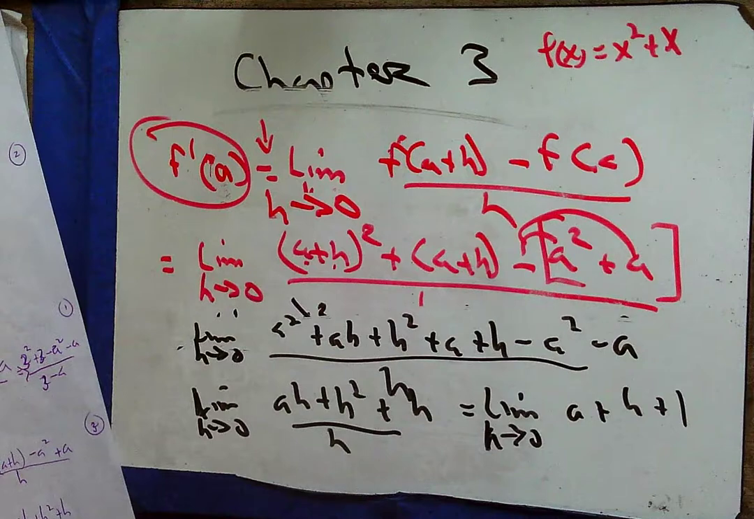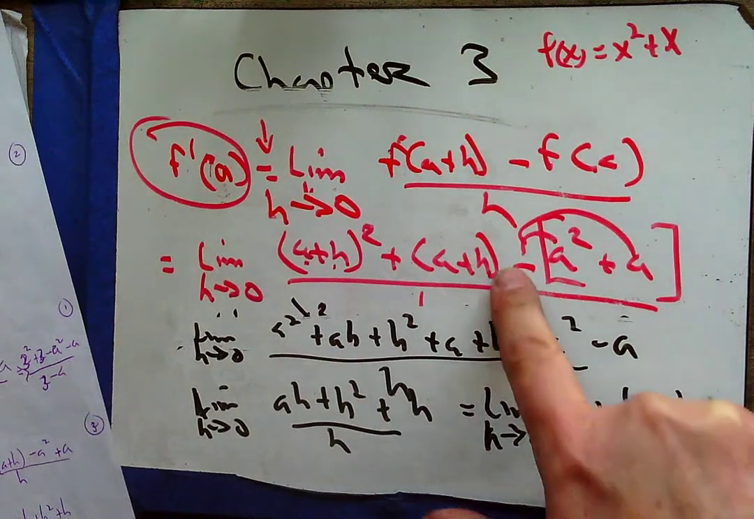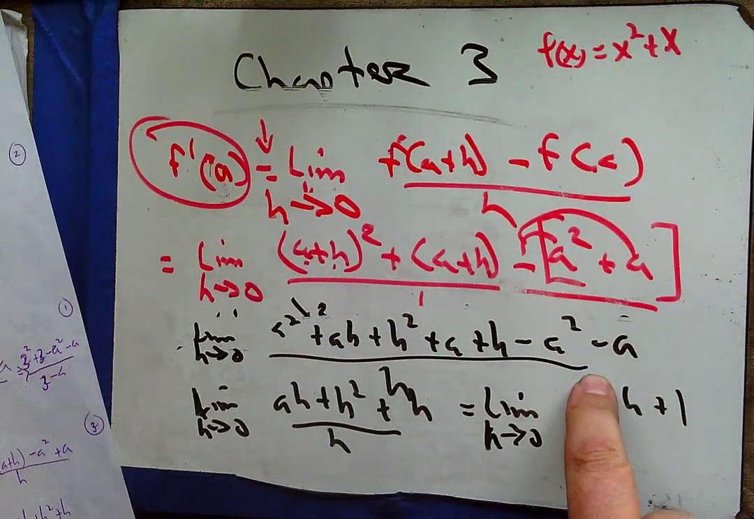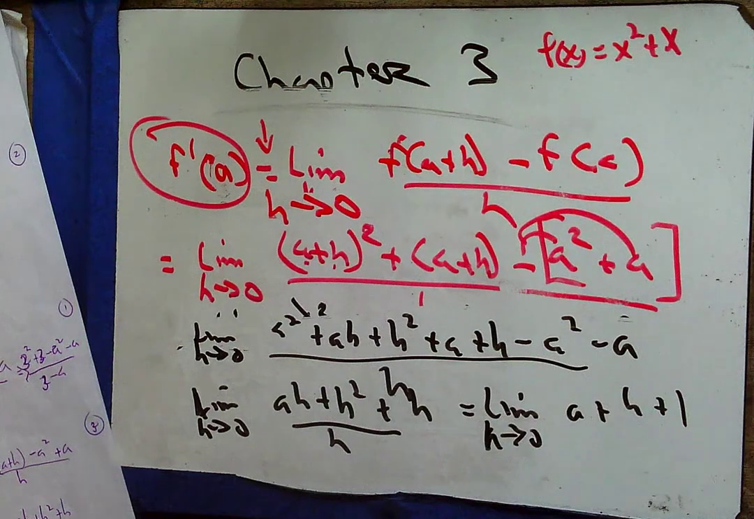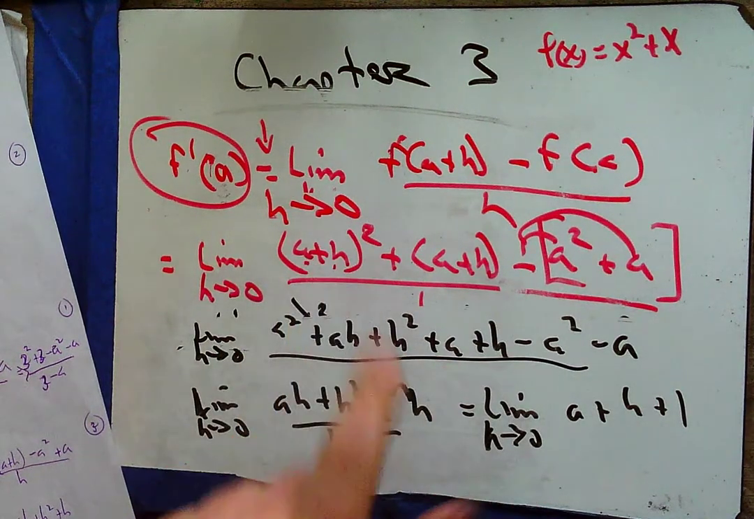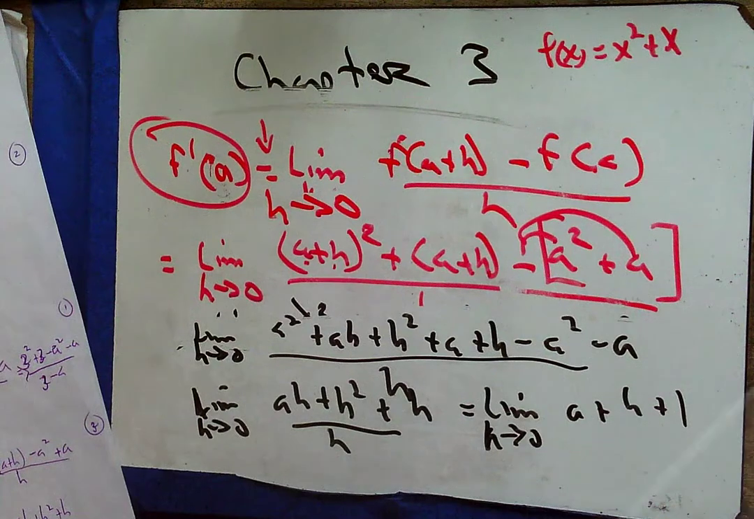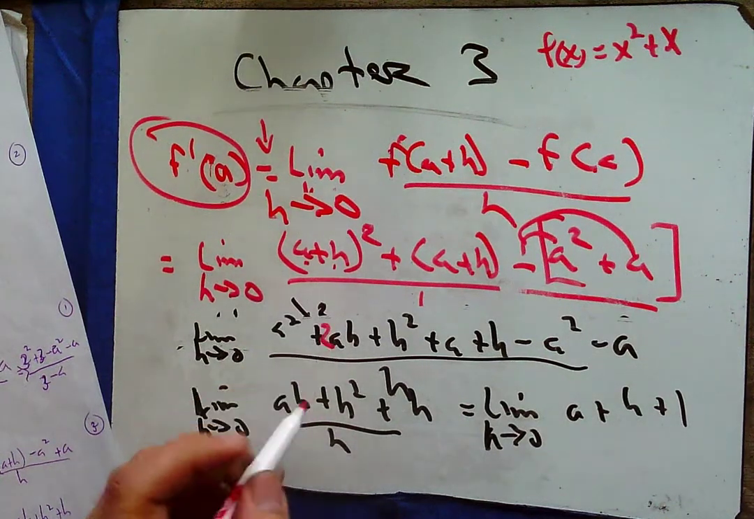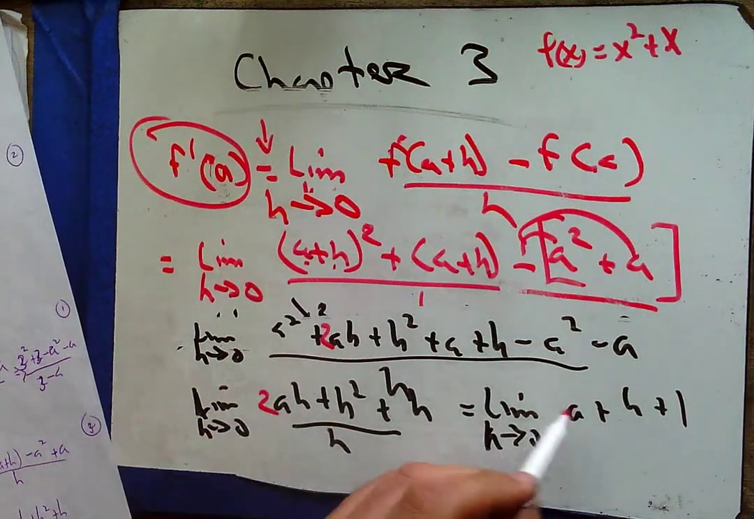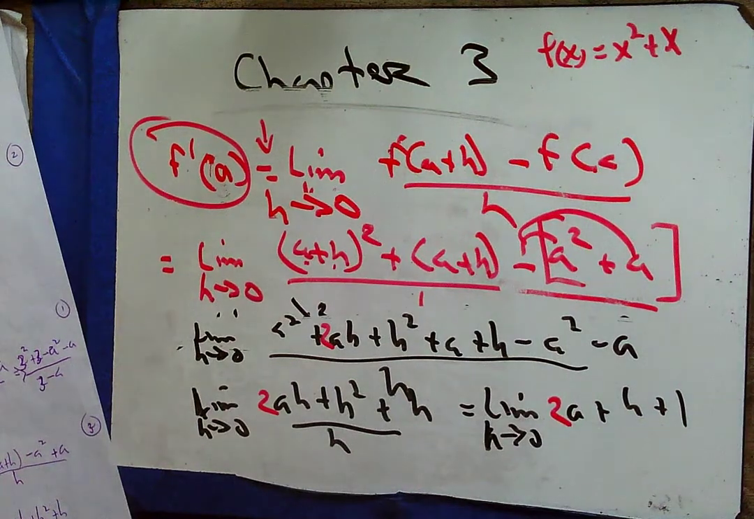Well, I like that they remembered the distributing. They caught it later. They didn't catch it at first, but they fixed it later. But now there's another mistake. Because when they FOILed, this is a plus h times a plus h, they're supposed to have 2ah here. And without that 2, they're going to get the wrong answer.